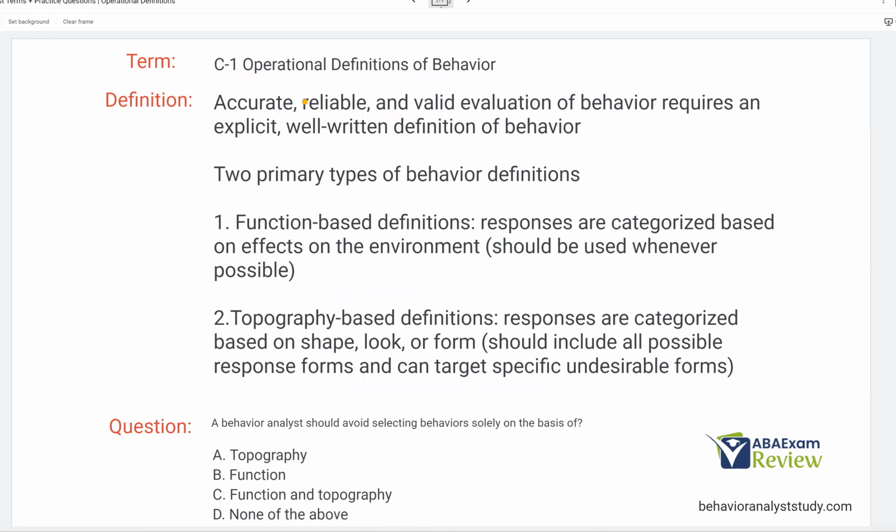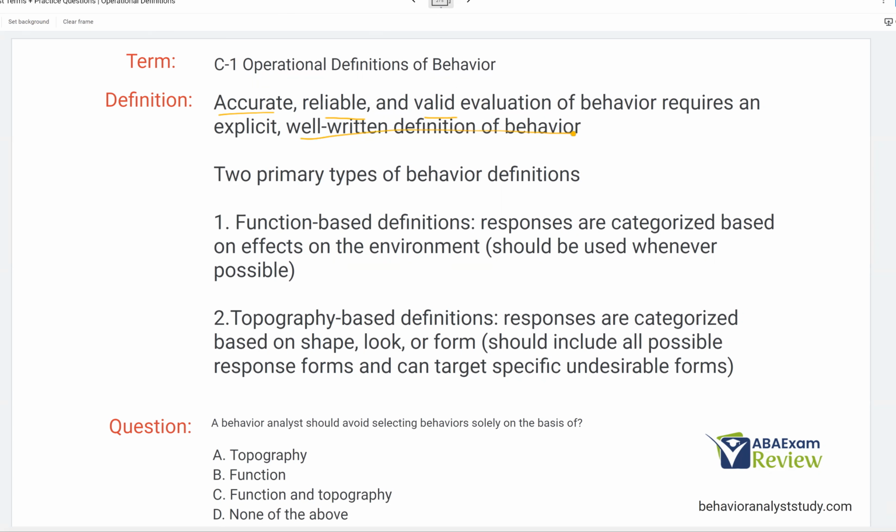So C1, Operational Definitions of Behavior. Now, why are operational definitions important? Because operational definitions allow us to be accurate, reliable, and valid in our evaluation of behavior. We can't be accurate, meaning measuring exactly what's occurring. We can't be reliable, meaning able to measure the same thing over and over again. And we can't be valid, meaning measuring what we want to measure, without a good, well-written definition of behavior.